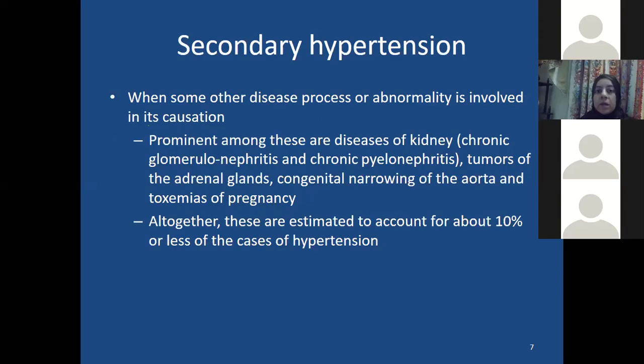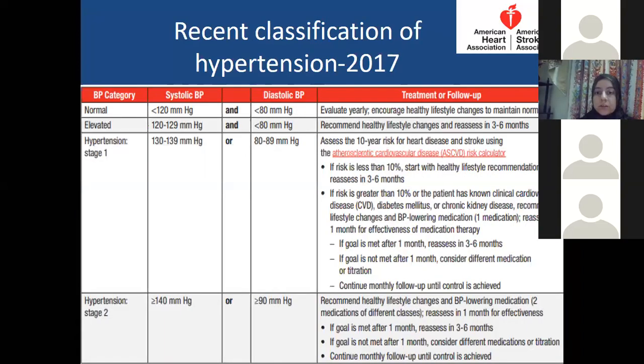Then you have secondary hypertension, when there is some other associated cause. Prominent among these diseases are kidney diseases. You already know that. Chronic glomerulonephritis and chronic pyelonephritis are examples. Also tumors of the adrenal glands, congenital narrowing of the aorta, or toxemias of pregnancy. Altogether, these are estimated to account for only 10% or less of the cases of hypertension. So most of the share is of essential hypertension, when you don't know the exact cause.